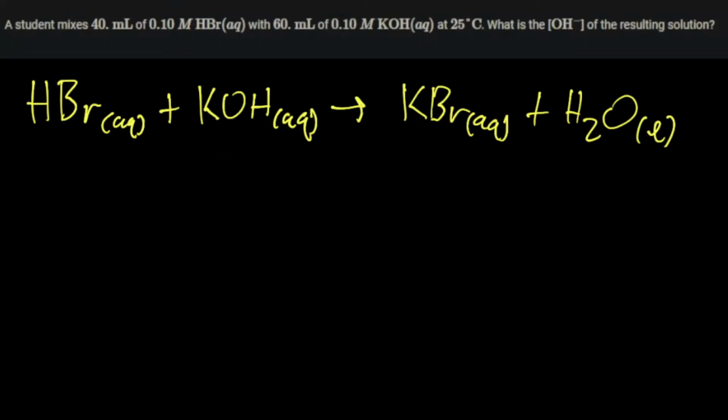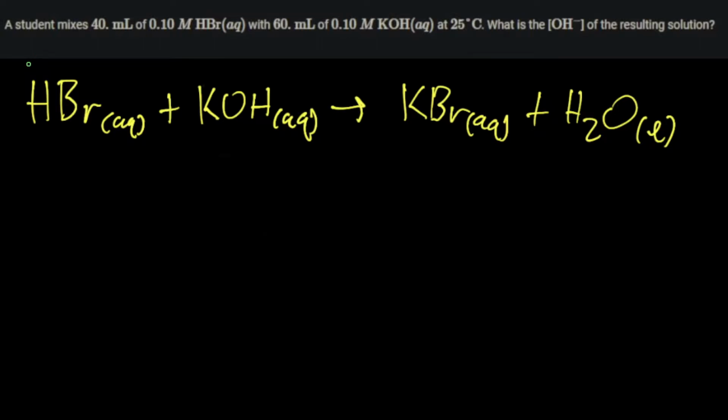A student mixes 40 milliliters of 0.1 molar hydrobromic acid with 60 milliliters of 0.1 molar potassium hydroxide at 25 degrees Celsius. What is the concentration of OH- ions of the resulting solution? I've gone ahead and drawn the reaction here to show you what is going on.